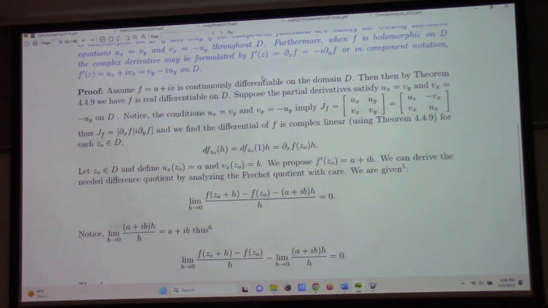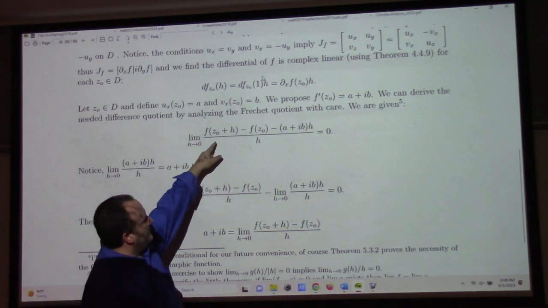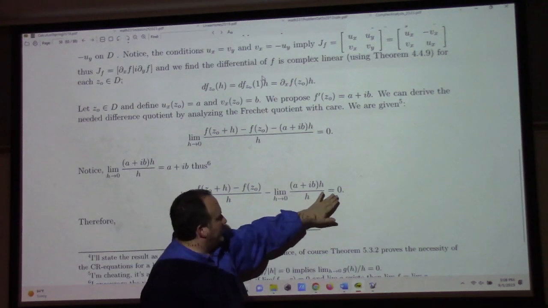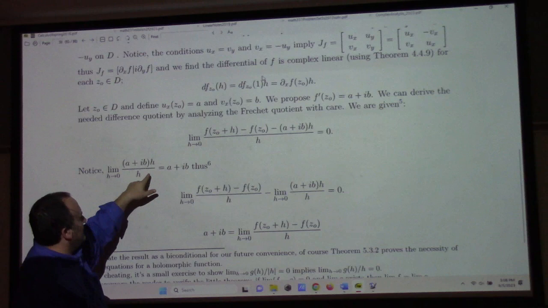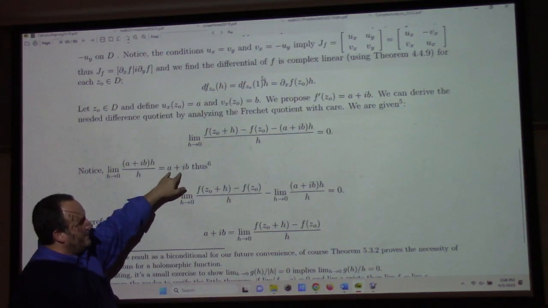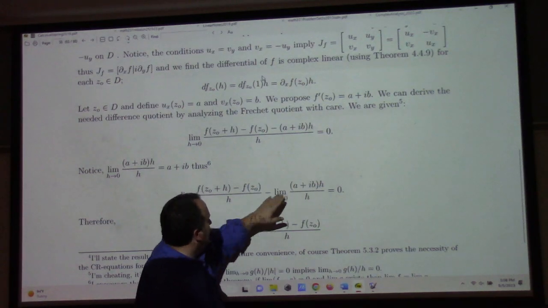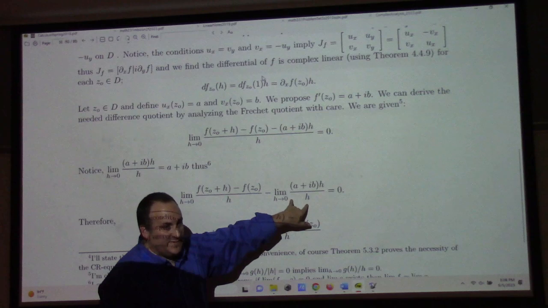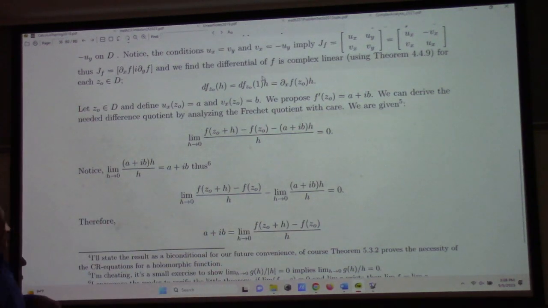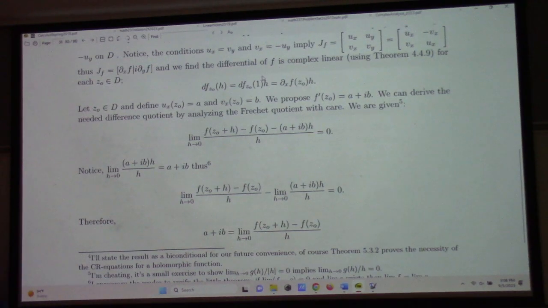Like so. So if I have that equals 0, it follows that this minus this must be equal to 0, provided that I know that this limit exists. In fact, I do, right? It's a plus ib. So if this limit exists and the limit of the difference is 0, it follows that that limit exists. And not just that, that limit has to be equal to this limit, which is exactly a plus ib. Voila, it's complex differentiable.